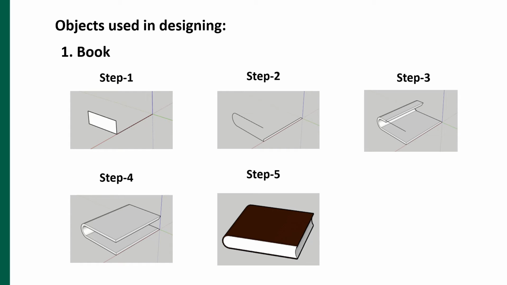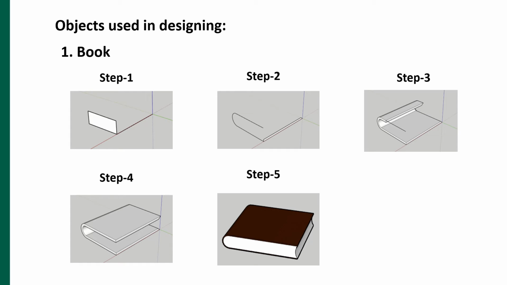So the first object that we used in designing is a book. For designing a book, we initially used a rectangle. We have drawn a rectangle, and then in order to make this a curved edge, we made an arc from this point to this point, so that it makes an arc like this, and then we removed this edge.